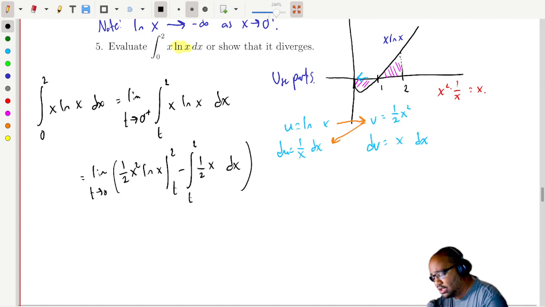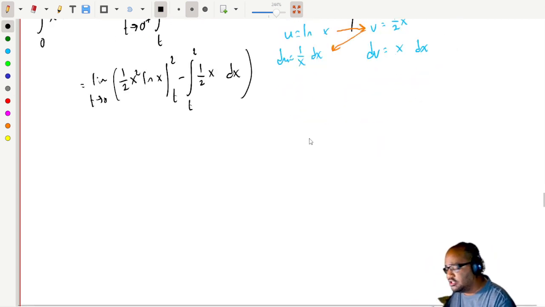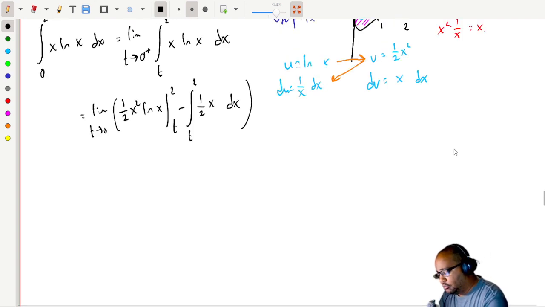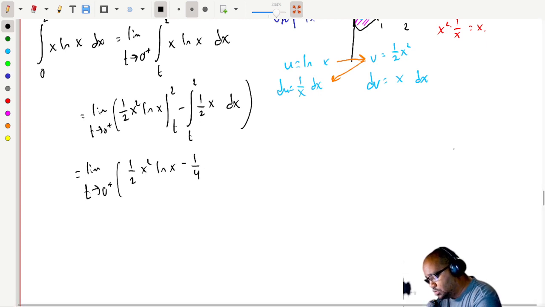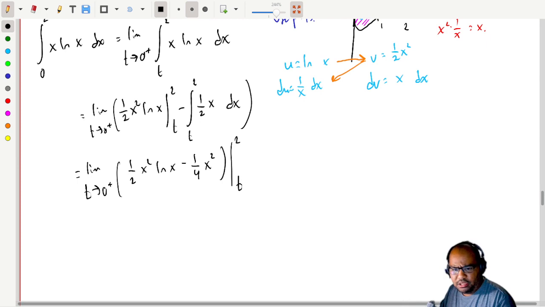Now, that last integral we know how to do. It's pretty easy. Just use the power rule. An antiderivative is going to be 1/4 x squared. So we can turn this into one giant evaluation step here. The limit as t approaches 0 plus of 1/2 x squared log x minus 1/4 x squared, evaluated on the boundary. Now we just plug stuff in, and the good news is some stuff will look a little nice.